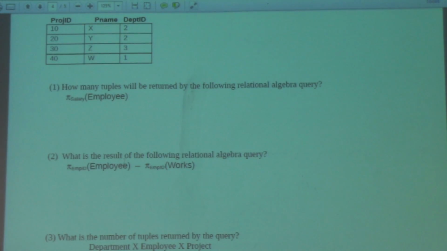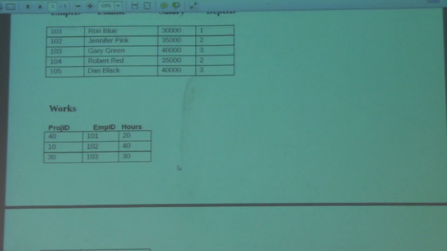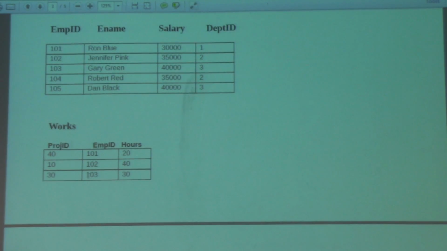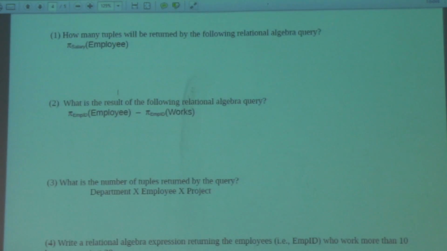Now, what is the result of the following? Employee ID of employee minus employee ID of works. First of all, what does this query present? It lists the employees who are not in works. Yes, not from works. Lazy employees, let's say. Who is the lazy employee? Employee IDs 101, 102, 103, 104, 105. 105 is lazy, so it doesn't have any task.